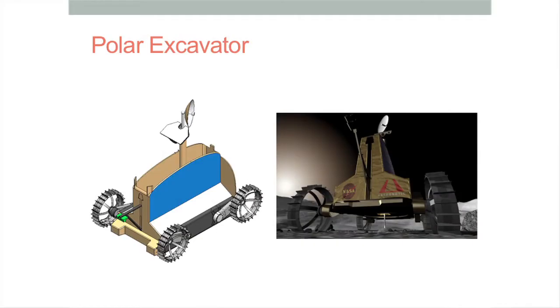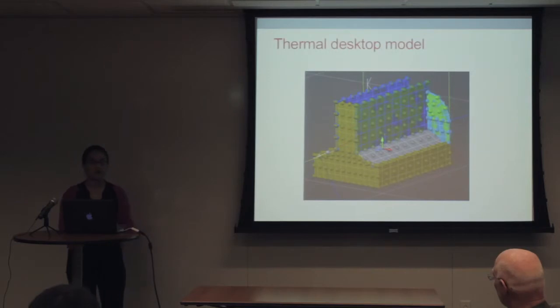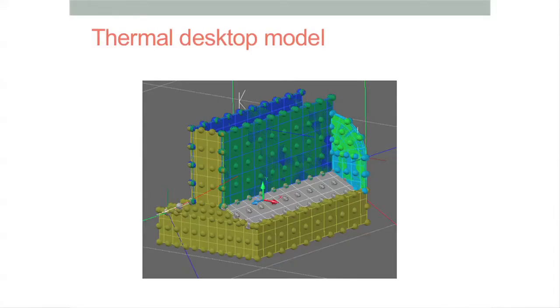So here is both the SolidWorks model and the artist's rendering of the polar rover. And here you can see the radiator is this white panel and the solar panels are this blue here. And this front here is also a solar panel. And here's the Thermal Desktop model of what I just showed you. So here, this silver box is the radiators I mentioned. You can see the side and the front solar panels.